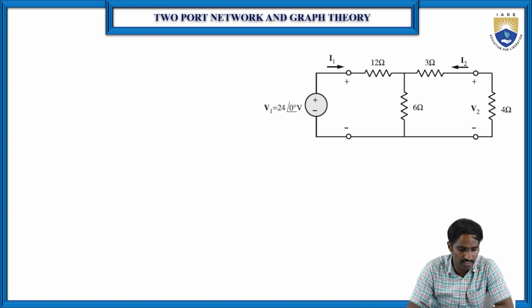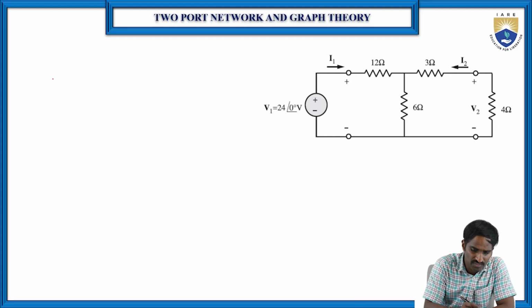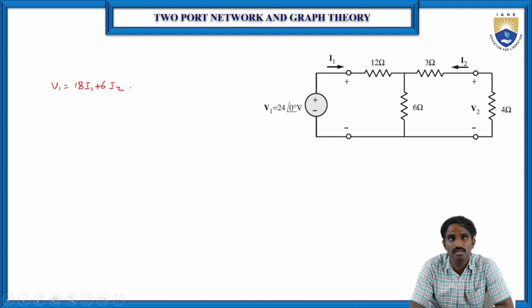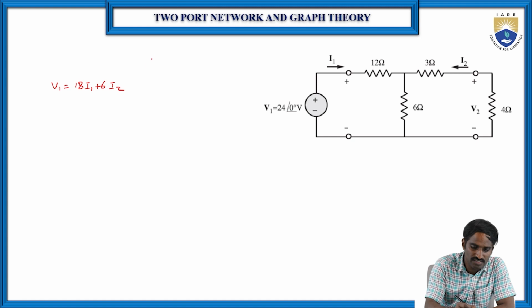So to find the current flowing through I2, just combine equations 1 and 2. Equation 1 refers to the first loop, and 2 is the second loop. Here you will get V1, which is equal to 24. Let me write the equation again: V1 is equal to 18I1 plus 6I2, because here Z11 is 18 and Z12 is 6.